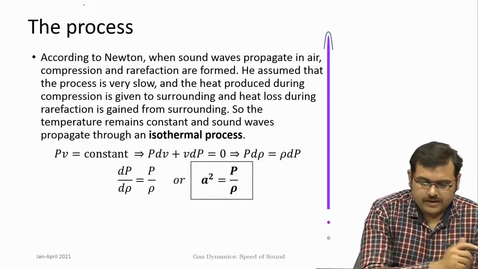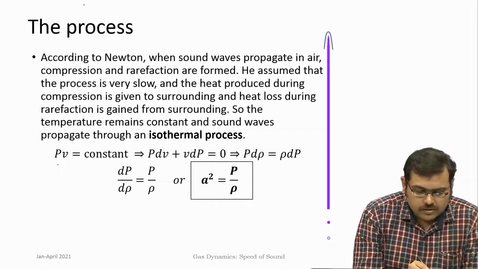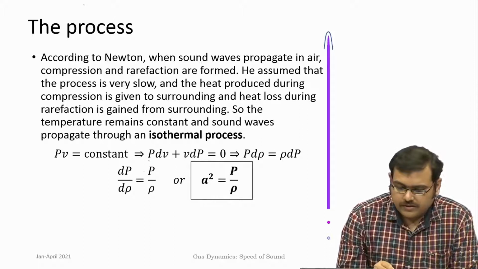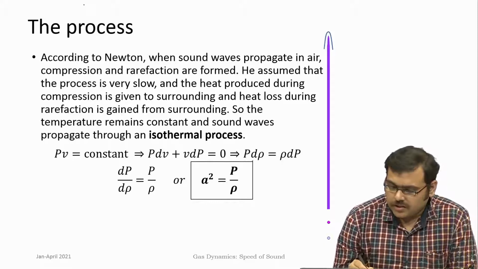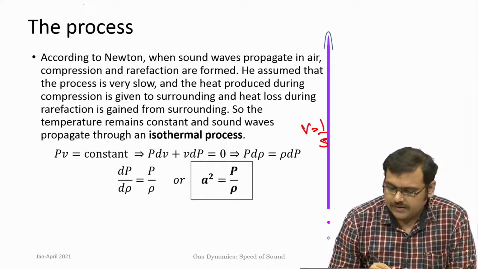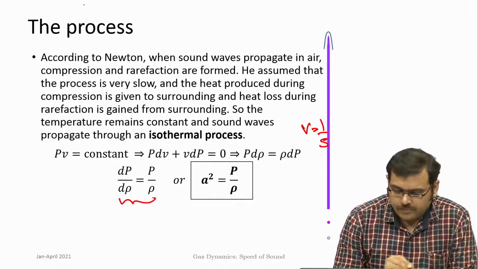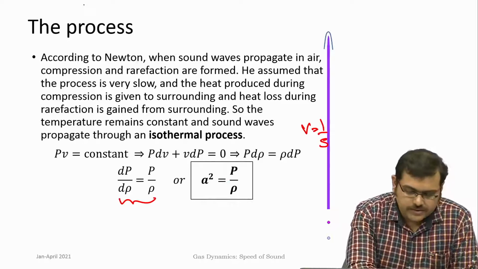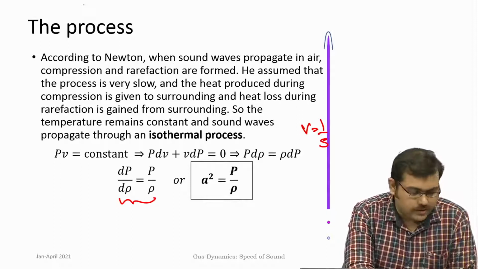So if you consider an isothermal process, then the corresponding thermodynamic equation is PV equal to constant. This can be differentiated, PdV plus VdP equal to 0. In terms of density, V is just 1 by rho. You can substitute that, and you can get dP by d rho is nothing but P by rho, or you get a square is equal to P by rho. But it was seen that this was not correct according to experiments.